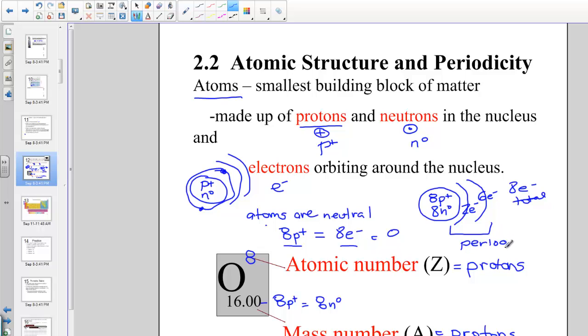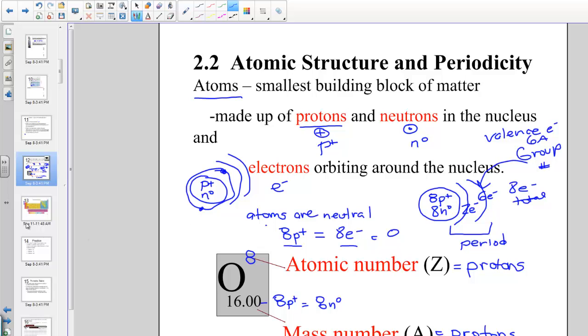Oxygen lives in period 2. We drew 2 energy levels. The outermost electron arrangement came from the group number. Oxygen lived in group 6A. We drew 6 electrons in its outermost energy level. We'll soon see a vocabulary word for that. Those outermost electrons are known as valence electrons. And for a chemist, those outermost energy levels are what we're interested in.